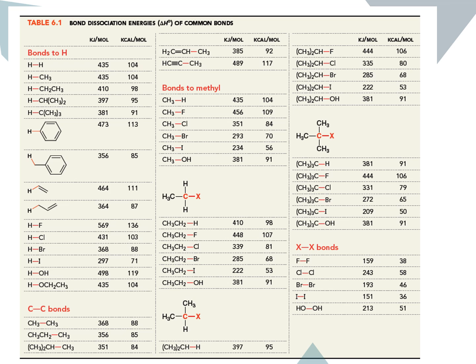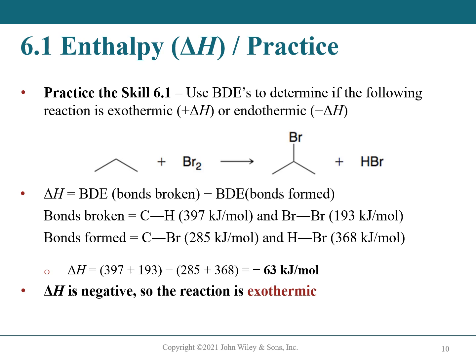So here is our bond dissociation energy table that we can utilize for some of these practice problems coming up. On the next slide here, we see this reaction. So we have our hydrocarbon over here. If we were to write the molecular formula for this, we'd have CH3, CH2, CH3, and that's propane. We have 1, 2, 3 carbons, so that will give us propane.